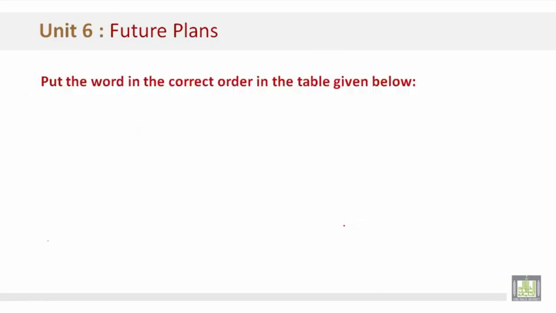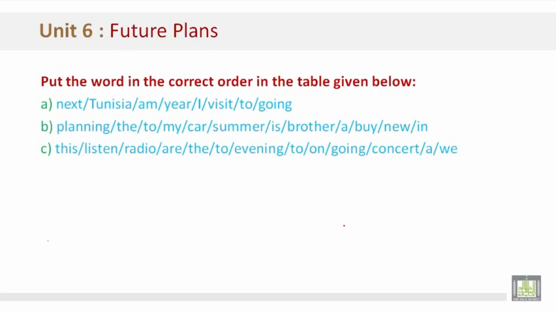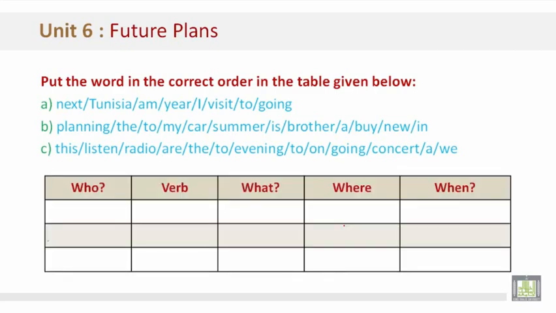Let's put the words in the correct order in the table given below. There are three options, A, B, and C. Now, each option would fall into these categories: who, verb, what, where, and when. All of the categories will not be filled for each sentence. Let's look at each sentence.